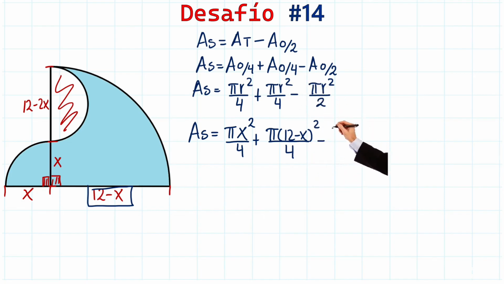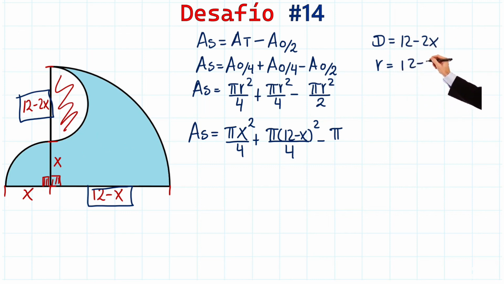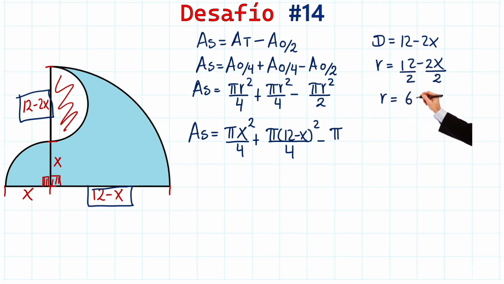And finally minus pi. And let's look at the radius of this semicircle here. We have the diameter here. Let's note it down. The diameter is equal to 12 minus 2x, which is here, right? And then the radius. Remember that the radius is half the diameter. So we have to divide this by 2. 12 minus 2x, all divided by 2. And remember, well, that we can distribute this 2 into each term. So we have 12 over 2 and 2x over 2. And finally, we have that the radius is 12 over 2, which is 6 minus.